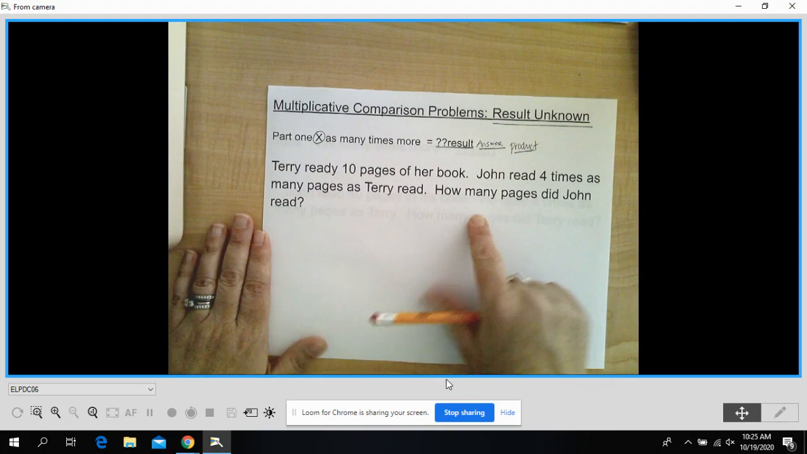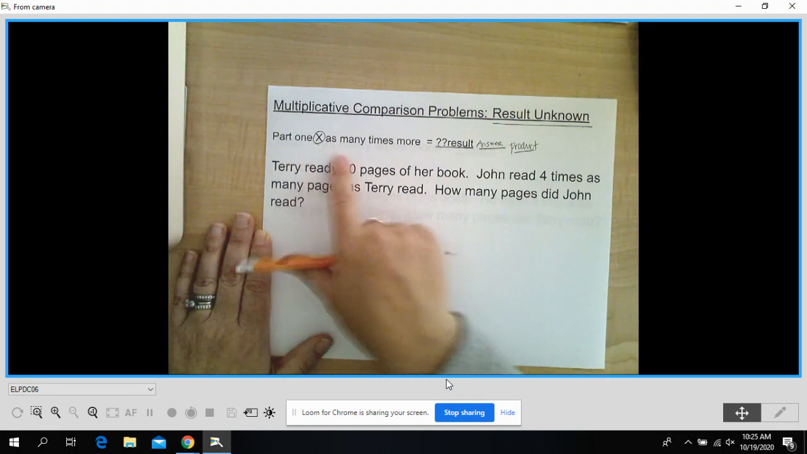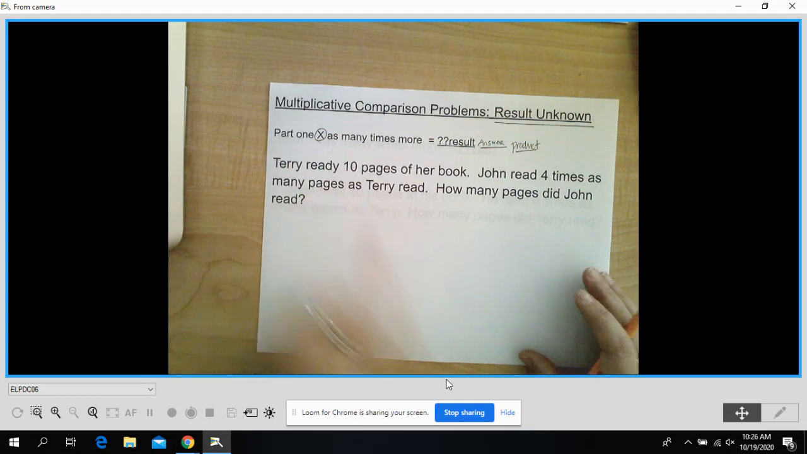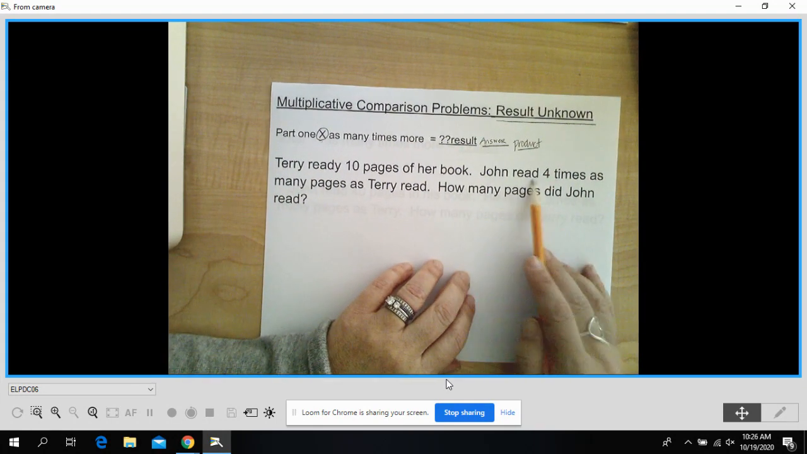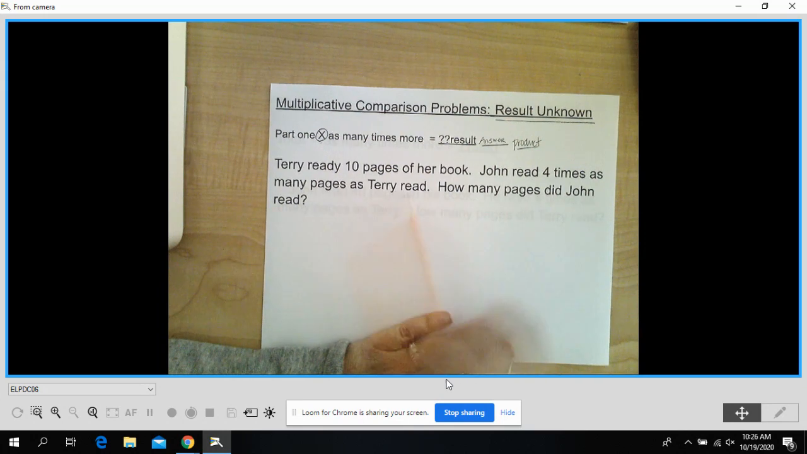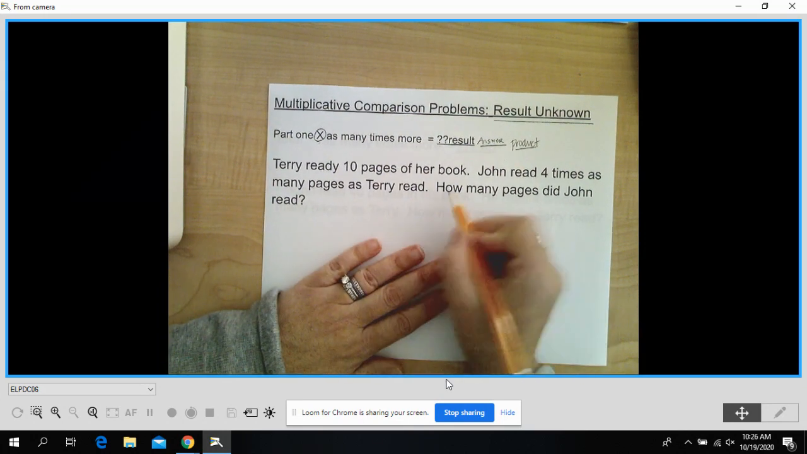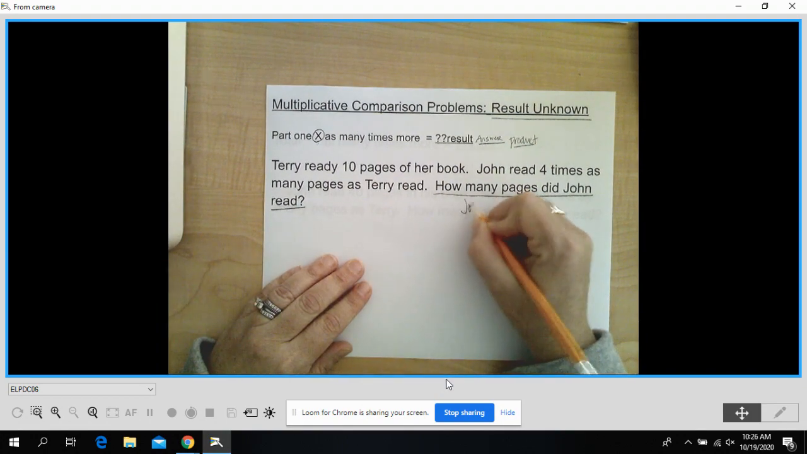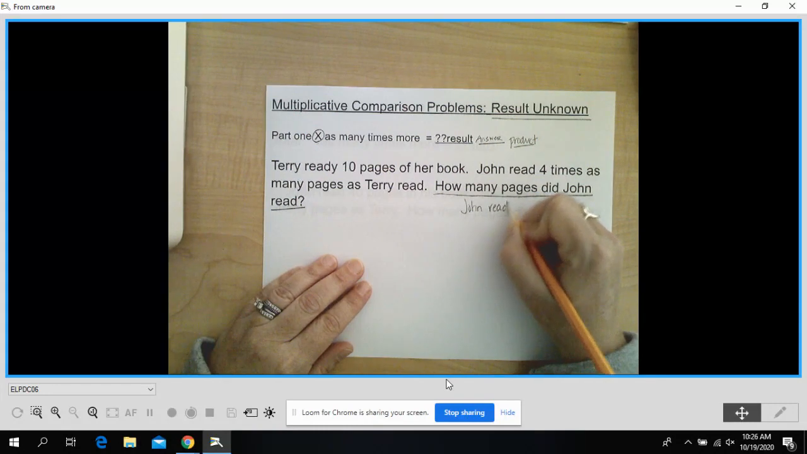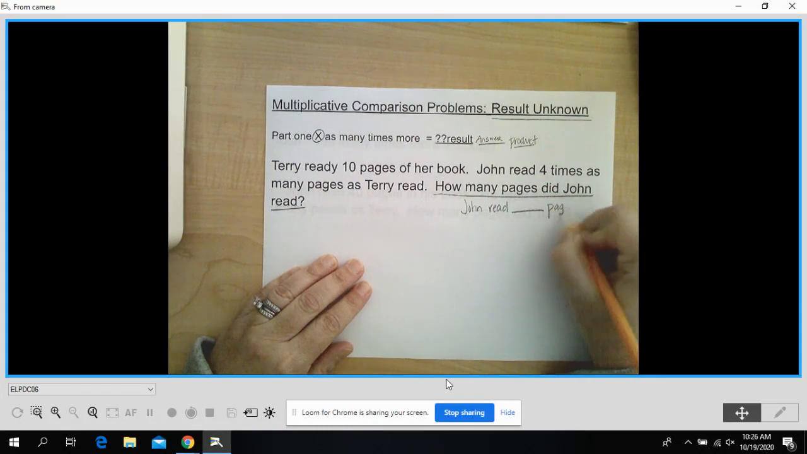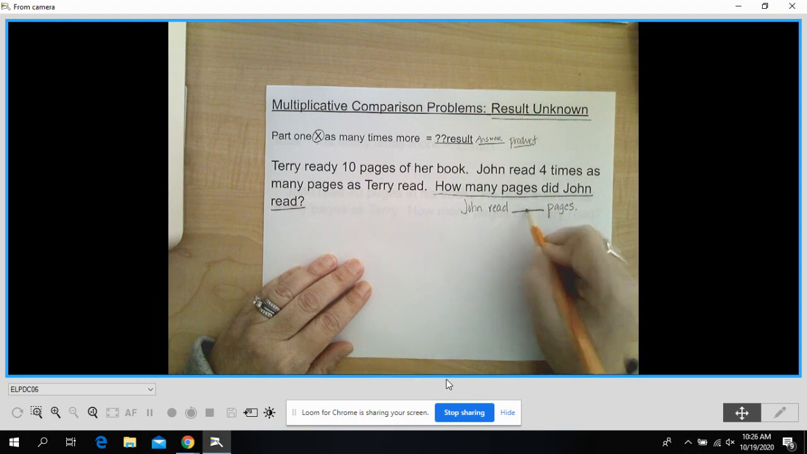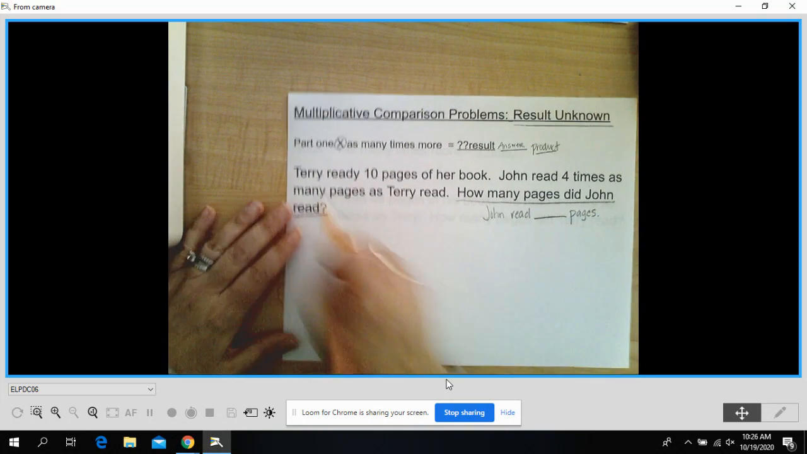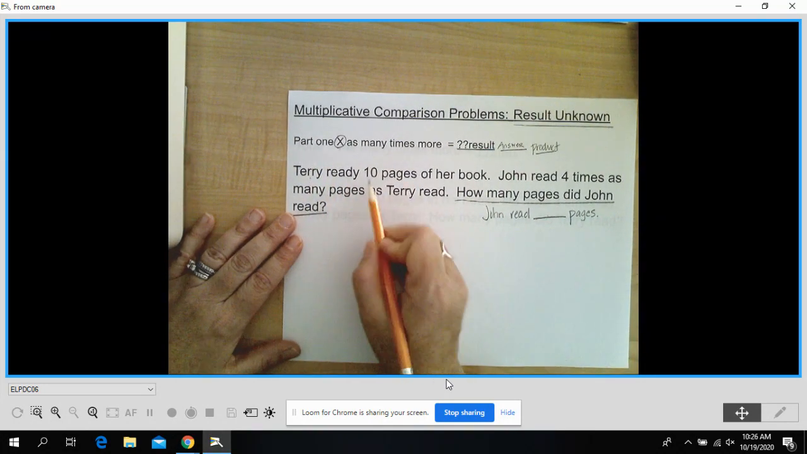Okay, so let's read the context of the problem and then come back up here to this example and figure it out. So Terry read 10 pages of her book. John read 4 times as many pages as Terry read. How many pages did John read? Well, there's my question that I'm going to turn into a statement. John read this many pages. And I know if I can fill in this sentence, then I know I've answered my question. So, what is part 1 of this problem? Terry read 10 pages.